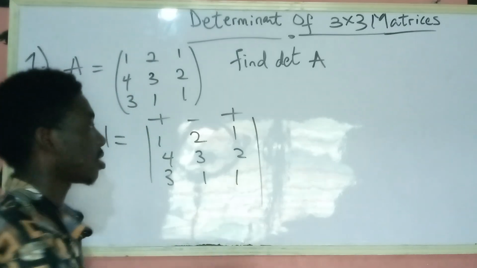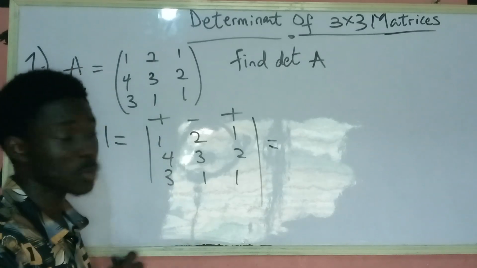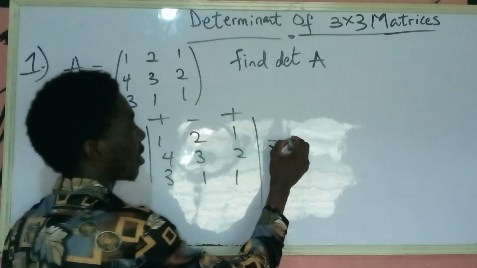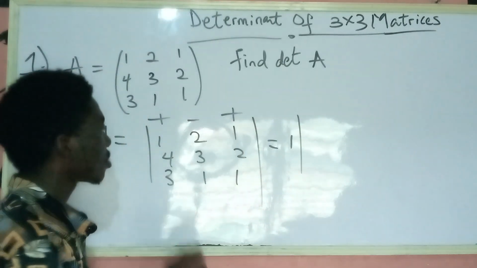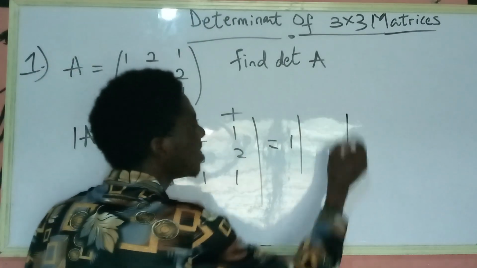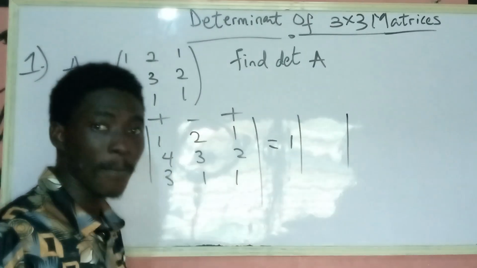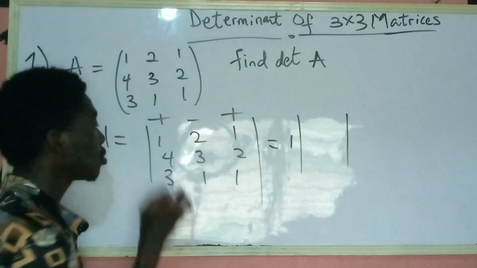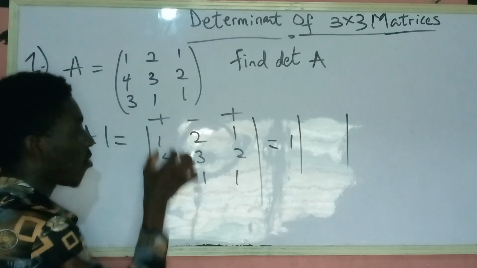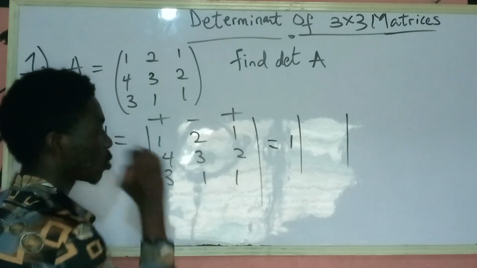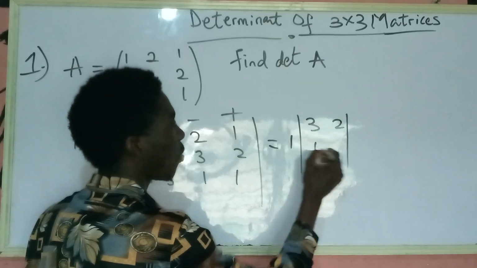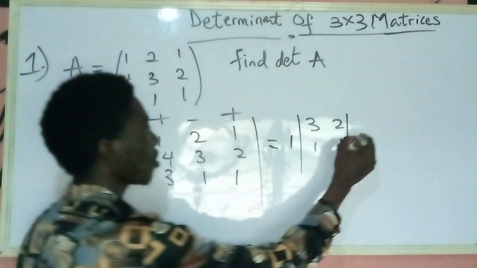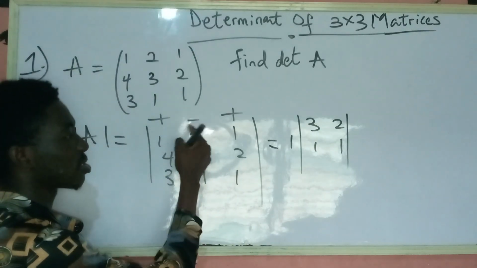So let's go into that. What do we have here? We have plus 1, plus and 1. So I write 1. Plus 1 also means 1. Then I put a bar. So this bar represents a new 2 by 2 matrix. It's called a sub-matrix. So how do you determine that? 1 covers this place, 1 covers this place. So we are left with 3 2 1 and 1. Good.